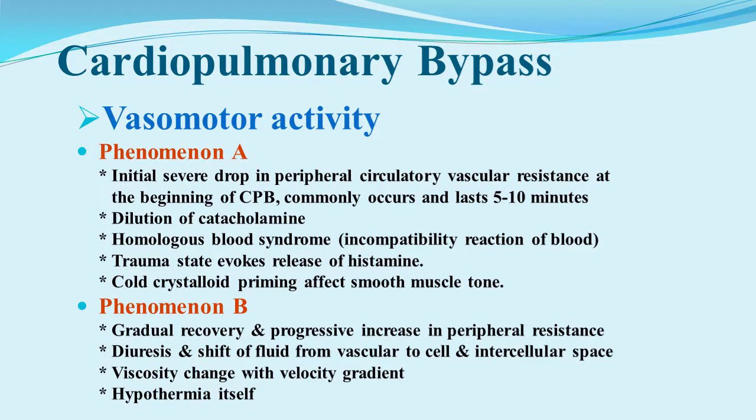Vasomotor activity. The initial drop in the peripheral circulatory vascular resistance at the beginning of the cardiopulmonary bypass commonly occurs in the first 5 to 10 minutes. Dilution of catecholamines, homologous blood syndrome, incompatibility reaction of the blood, trauma state evokes the release of histamine, cold colloid priming effect, smooth muscle tone, gradual recovery of the progressive increase in peripheral resistance, gradual shift of fluid from vascular to cell and intercellular space, viscosity change in velocity gradient, and hypothermia itself.